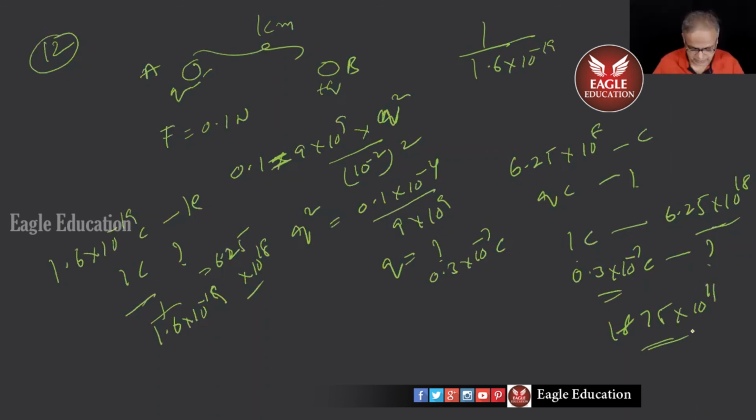Understood, sir. So how can you take 1 electron going from A to B? Many electrons will go, right? So first you need to calculate the charge. That's what you mean by not having the concept. Bharat, do you understand? Yes, sir.